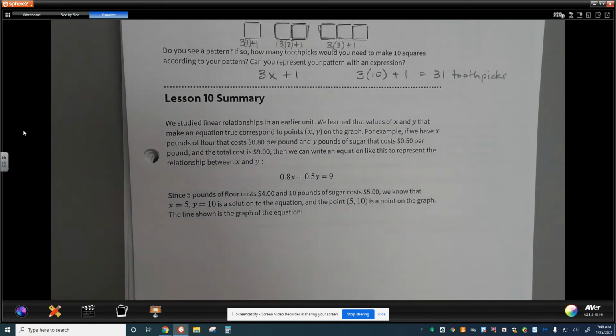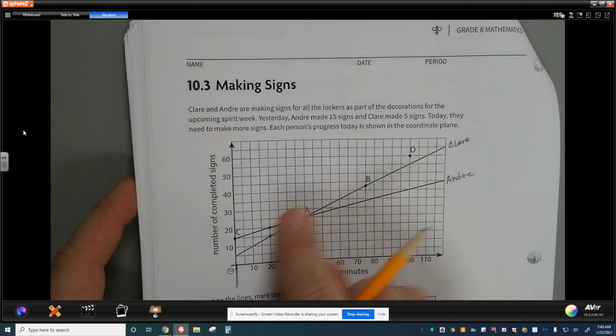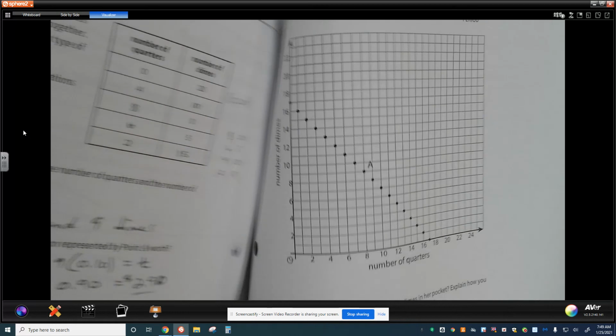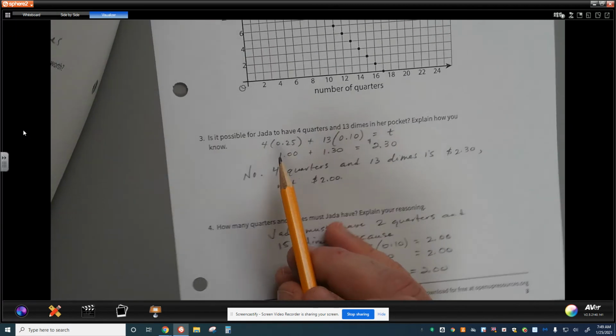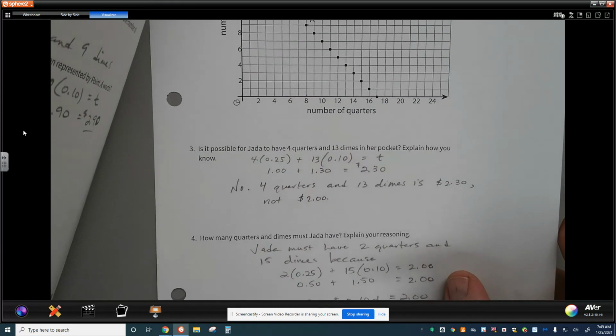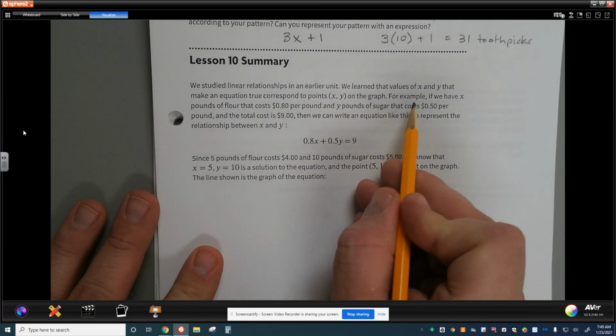So what we've done here is we've studied linear equations in an earlier unit. We've learned that the values of x and y that make an equation true correspond to the points x and y on the graph, talking about any point on here. Also talking about the coins, when we talked about, like, 4 quarters and 13 dimes would make this expression true and tell us how much total money we have.